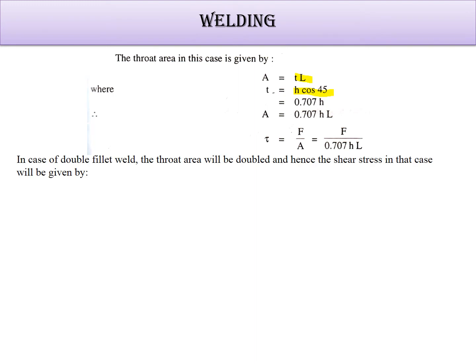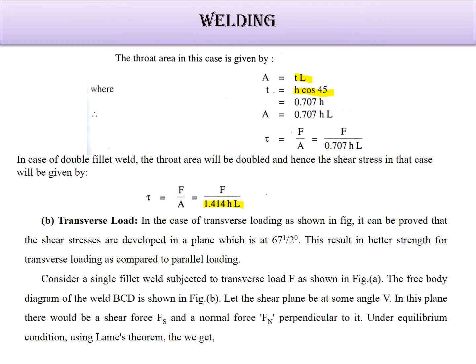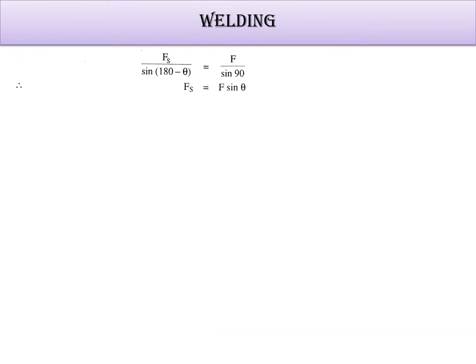So in case of double fillet, what we can do? It will get increased. Area will get increased. So multiplied by 2. So 0.707 multiplied by 2 will get you 1.414 times h into L. So transferred load is what? In this the plane is 67.5 degree inclined. So for that condition you have to see this thing.